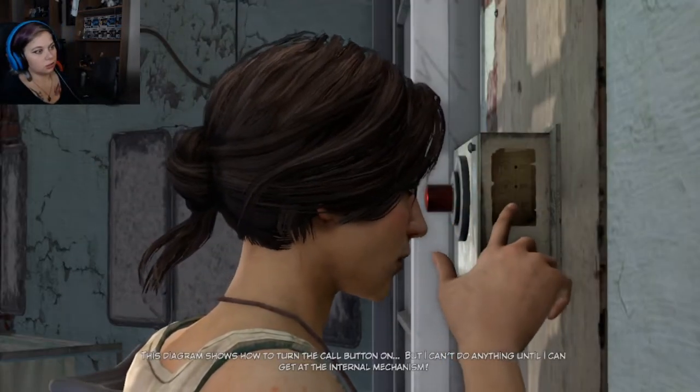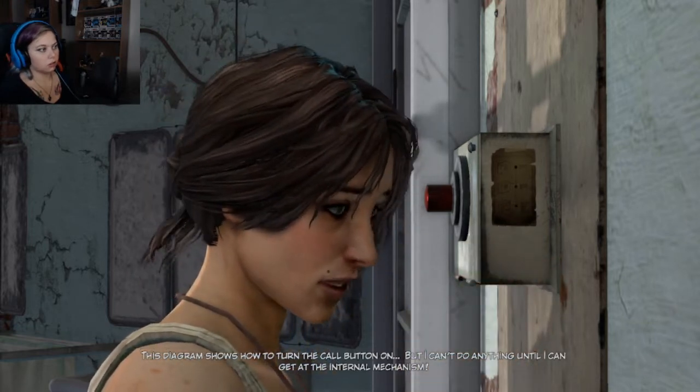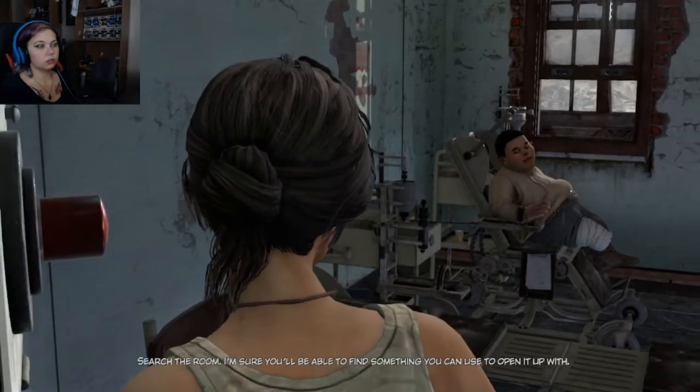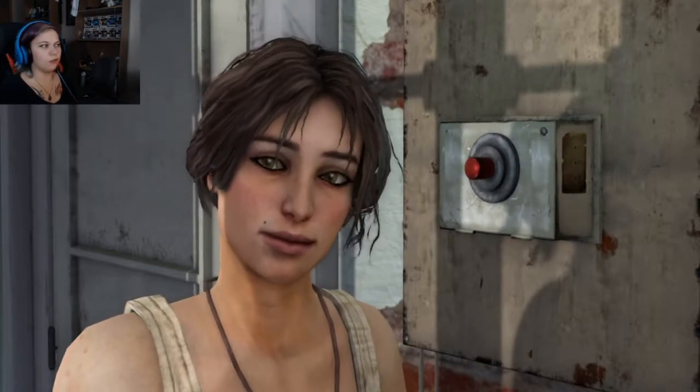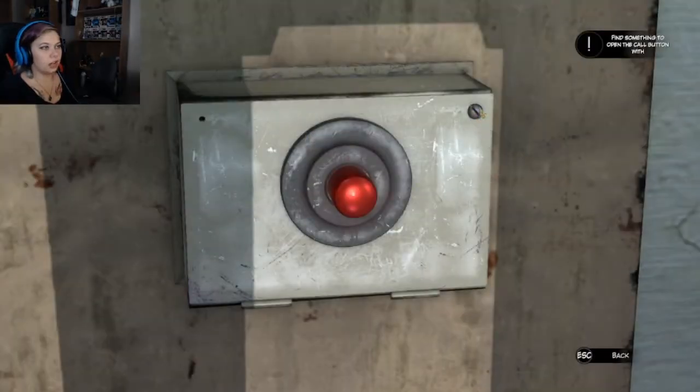This diagram shows how to turn the call button on, but I can't do anything until I can get at the internal mechanism. Search the room. I'm sure you'll be able to find something you can use to open it up with. I'm sure that screw's sticking out far enough where you can just use your fingers, honey. You really not even gonna try? Alright, cool.